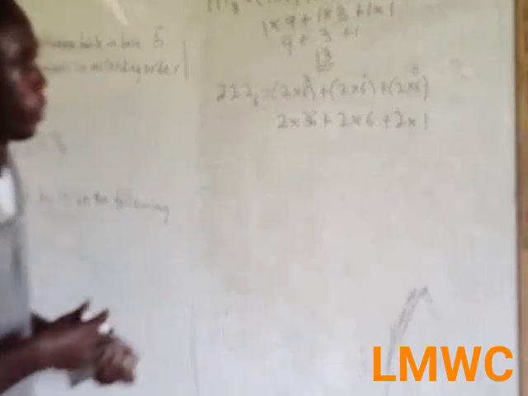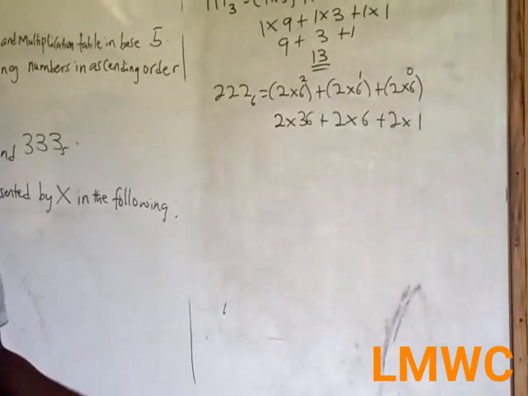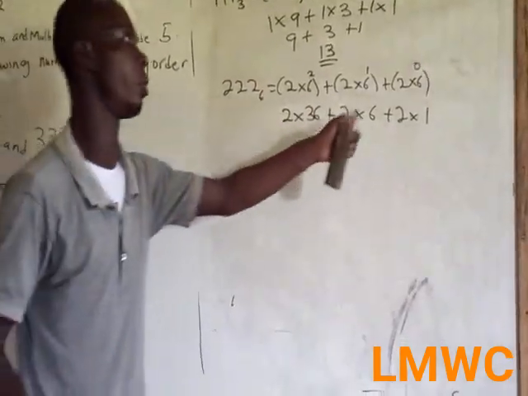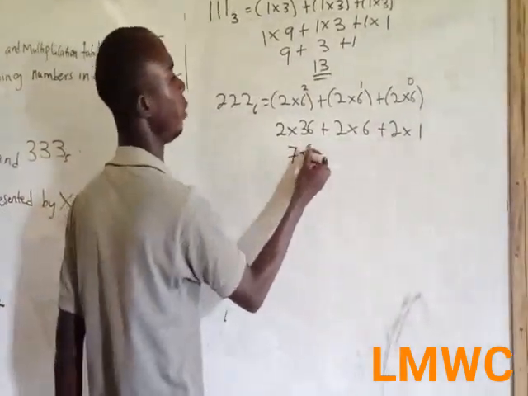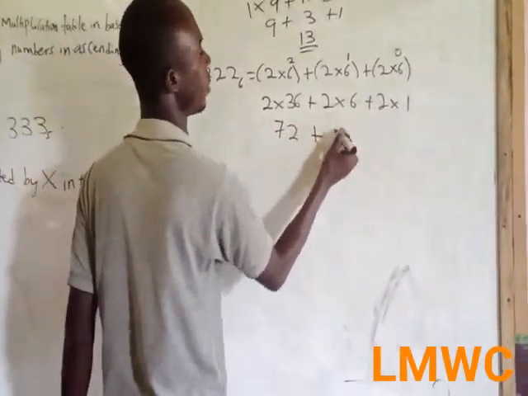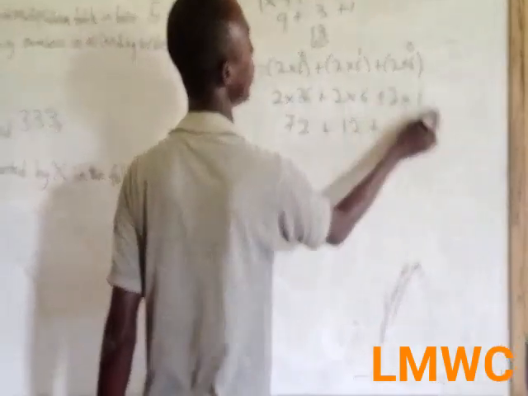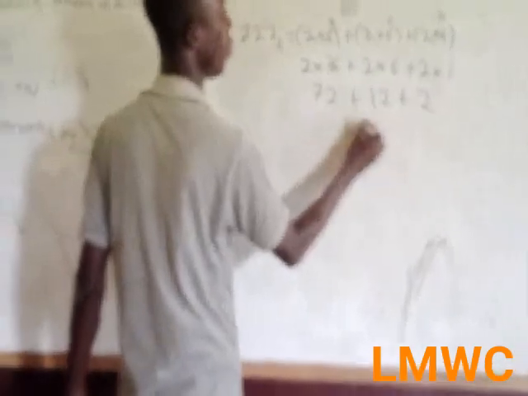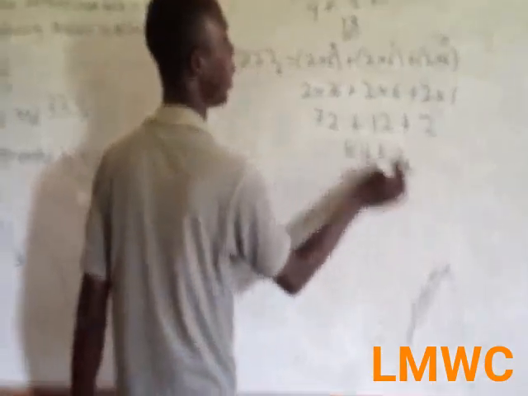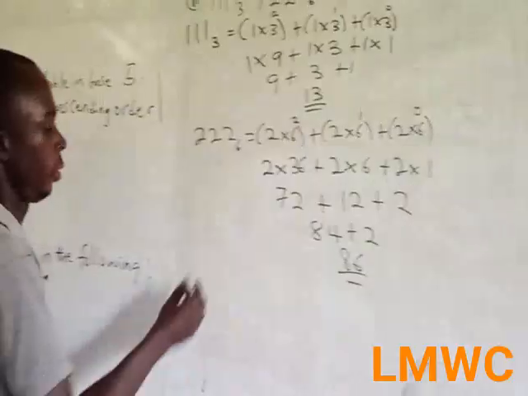Note that any number raised to the power 1 is equal to the same number, and any number raised to the power 0 is 1. 2 times 36 is 72, plus 2 times 6 is 12, plus 2 times 1 is 2. So 72 plus 12 is 84, plus 2, so we are getting 86.